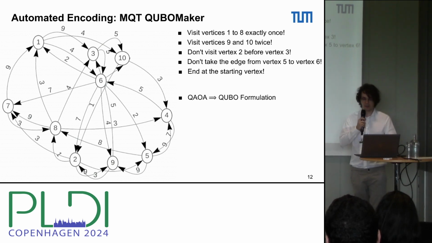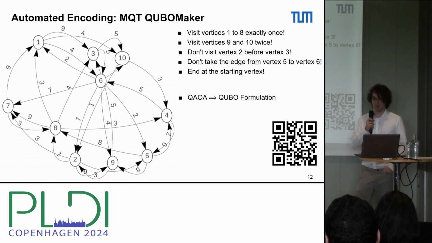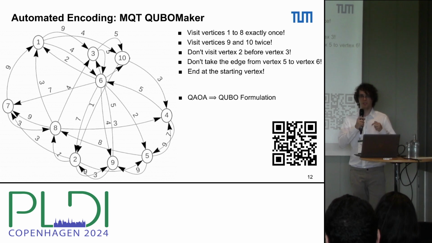And for that, we use MQT Qubo Maker. And once again, it's open source and available on GitHub. And it's a tool that can create QUBO formulations for specific problem instances. In particular, it can create QUBO formulations for all sorts of pathfinding problems in directed graphs, as long as they can be translated into a set of constraints like these here.